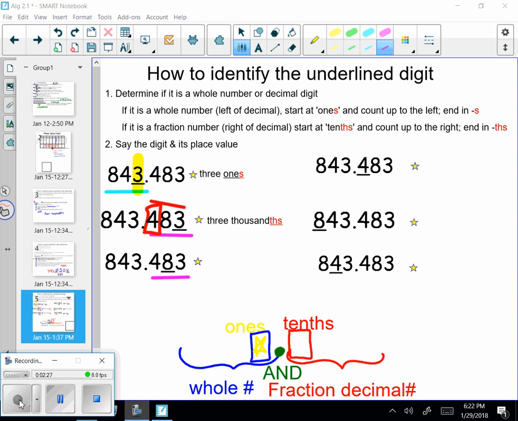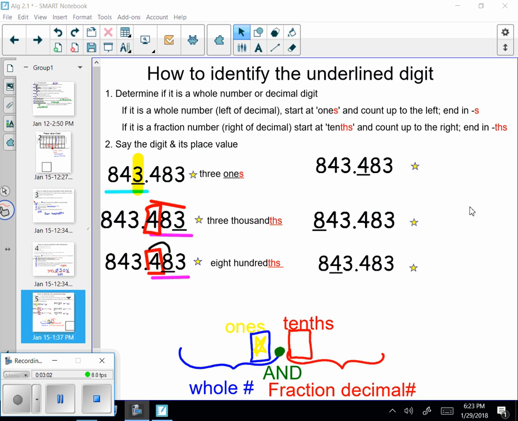Look at the number below it. The 8 after the decimal is underlined. That means it's a decimal digit. We need to find the tenths place value and count up to the right, ending in th for each place value. We found our tenths place value after the decimal. Now we're going to count up, going to the right. Tenths, hundredths. This number is 8 hundredths.